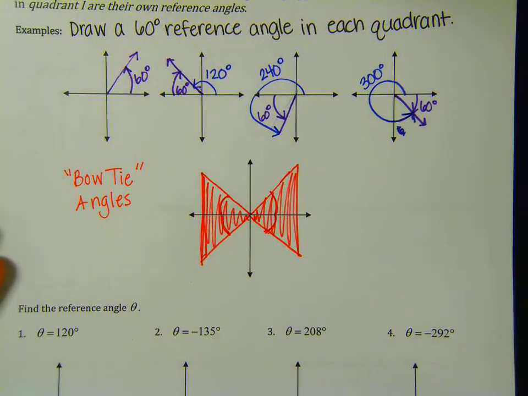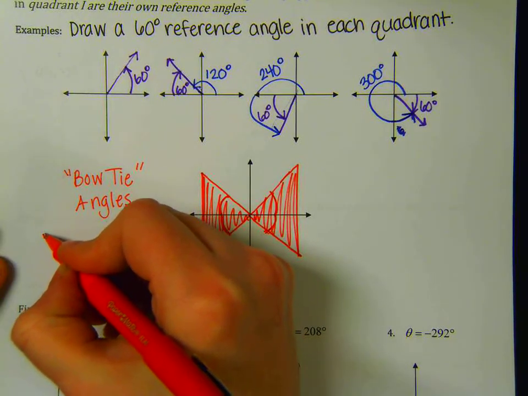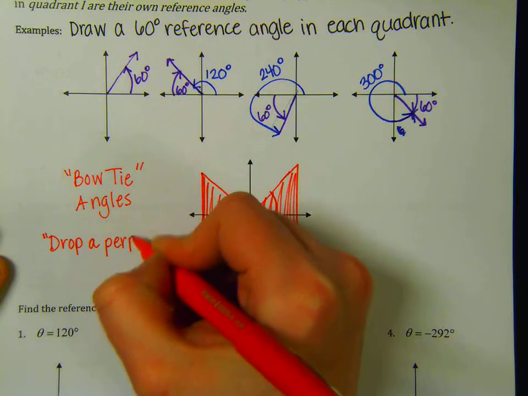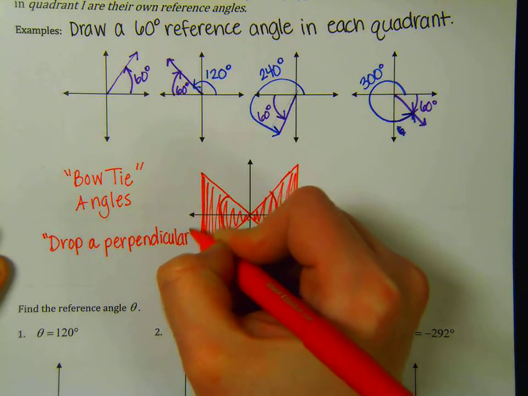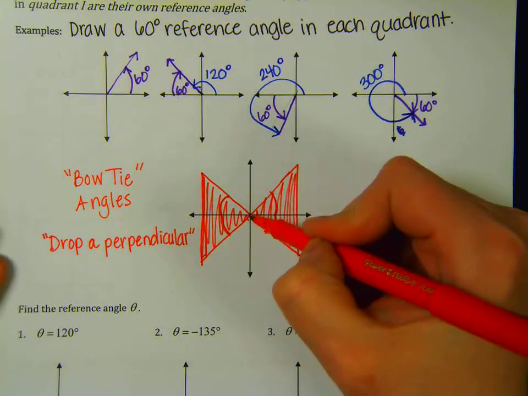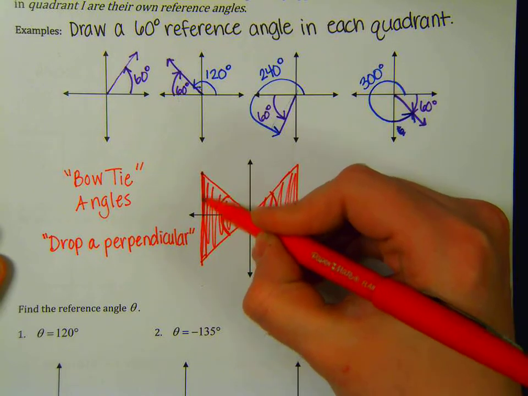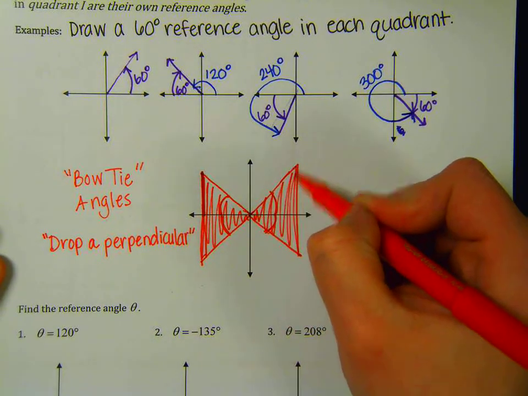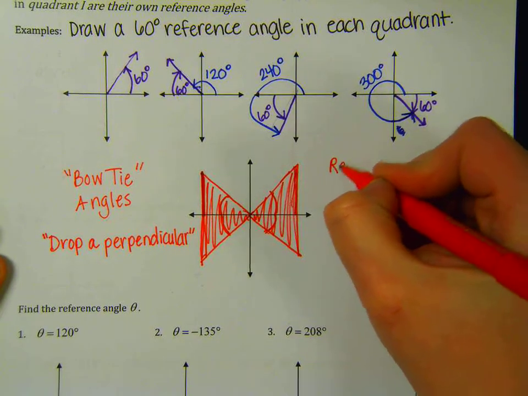You call creating these reference angles dropping a perpendicular. That's going to be important for later. Dropping a perpendicular just means that once I've created my angle, I drop it straight down to the x-axis. And when you create reference angles, you have to be careful that you're dropping them to the x-axis and not to the y-axis.